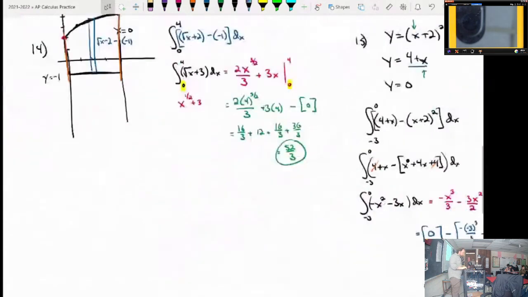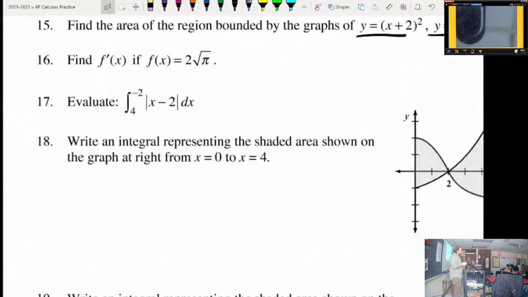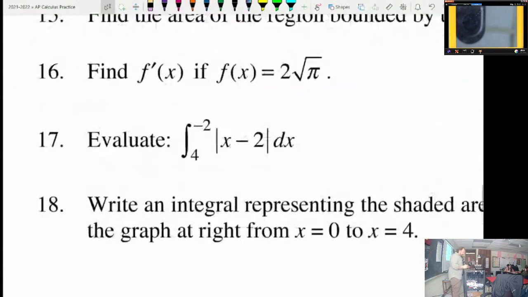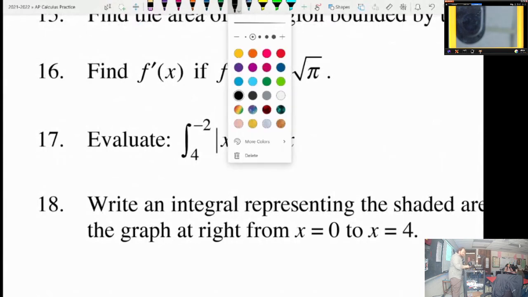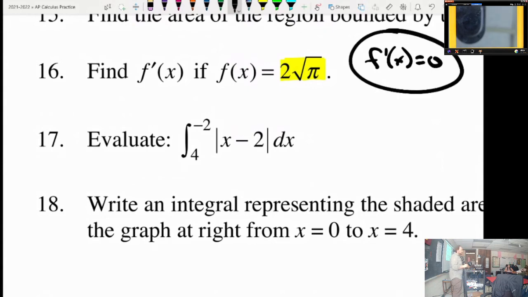Let's go on to number 16 here, where it's going to get a little simpler for a second. 16 is probably the easiest question I've given you guys in a long time on anything. Find f prime if the original function is 2 square roots of pi. Well, the thing is that there's no x over here. This is a constant number. Since there's no x involved, f prime of x is just going to be 0, and that's all I have to say about this problem. The derivative of a constant number is 0. So there's no x there. Oh, that's easy. Easy peasy.